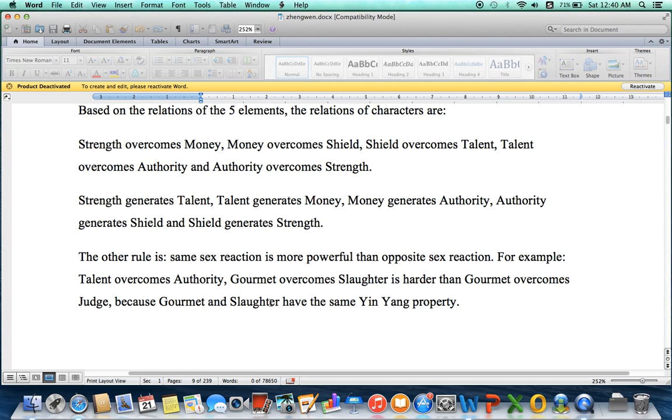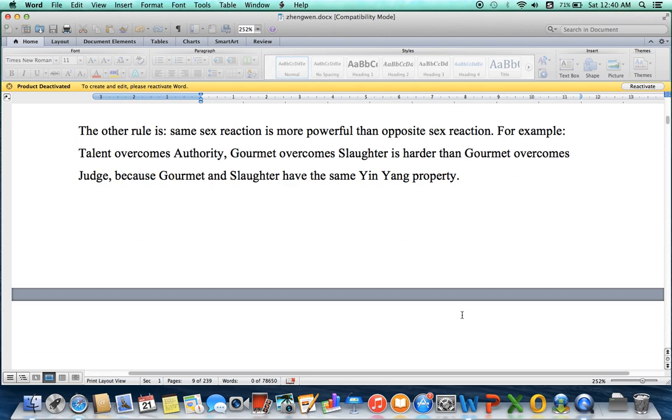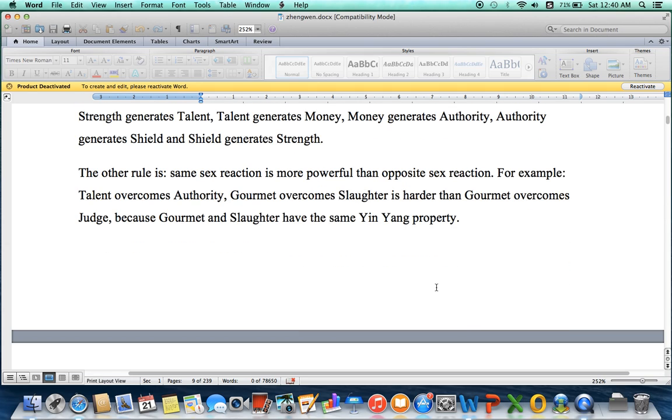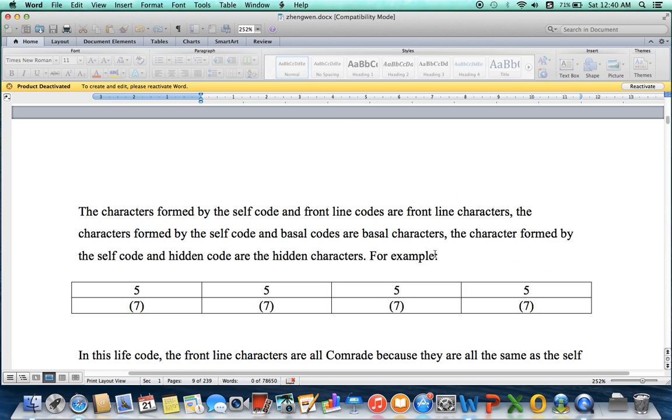As with slaughter overcomes the self-code is harder than judge overcomes the self-code, because slaughter and the self-code have the same yin-yang property, while judge and the self-code have the opposite yin-yang property. This is just something for you to know. It doesn't require us to remember this for now in order to prove our point. To prove our point eventually, we have a long way to go.